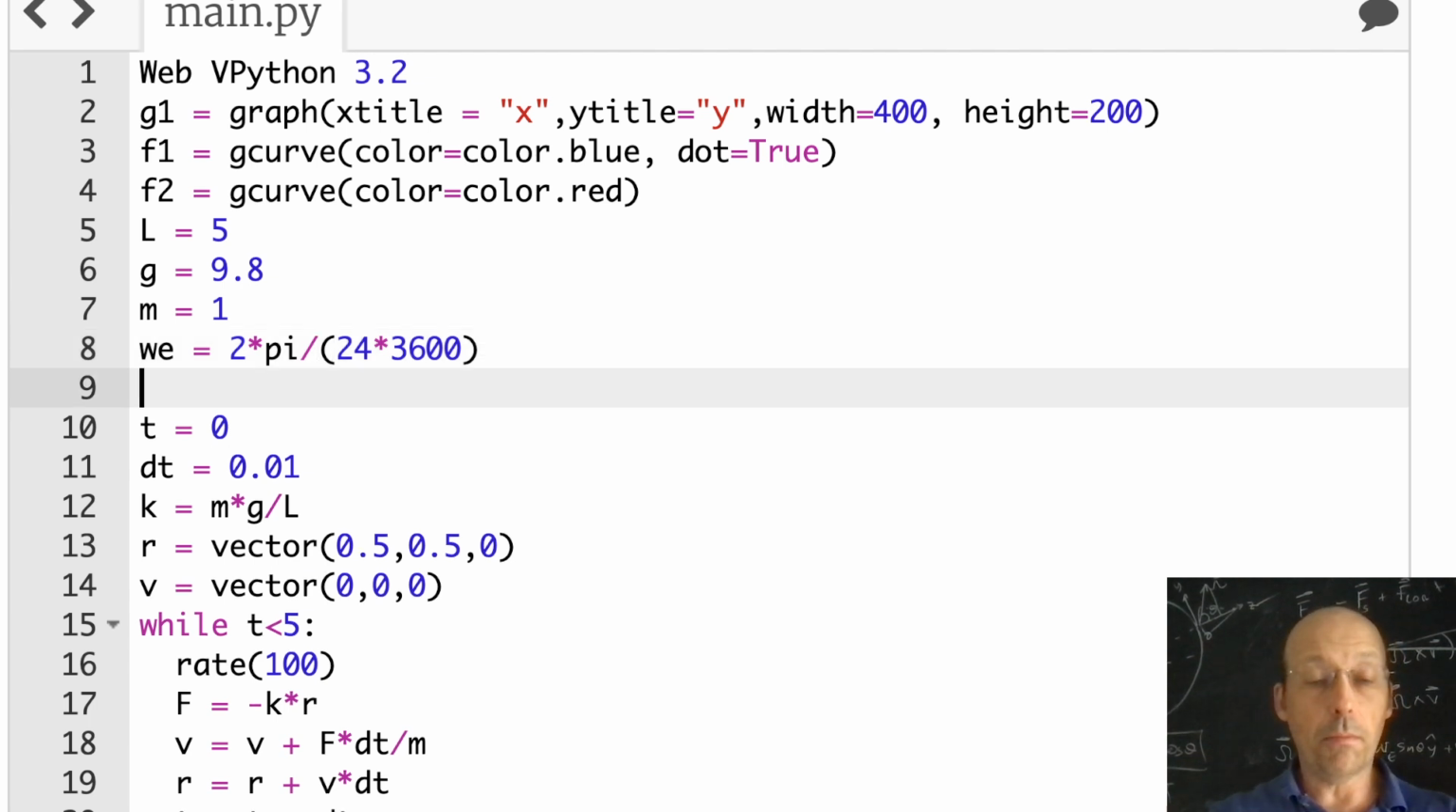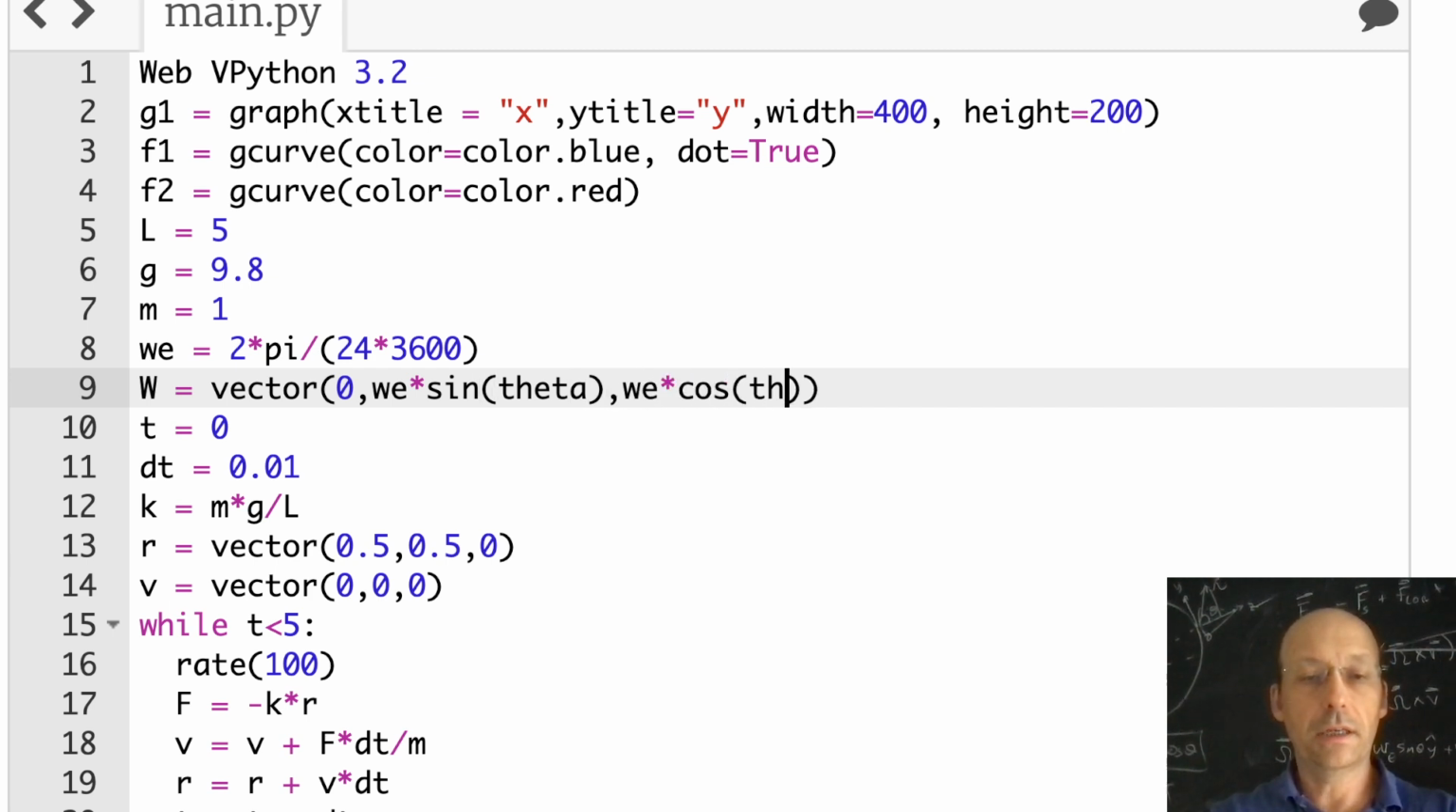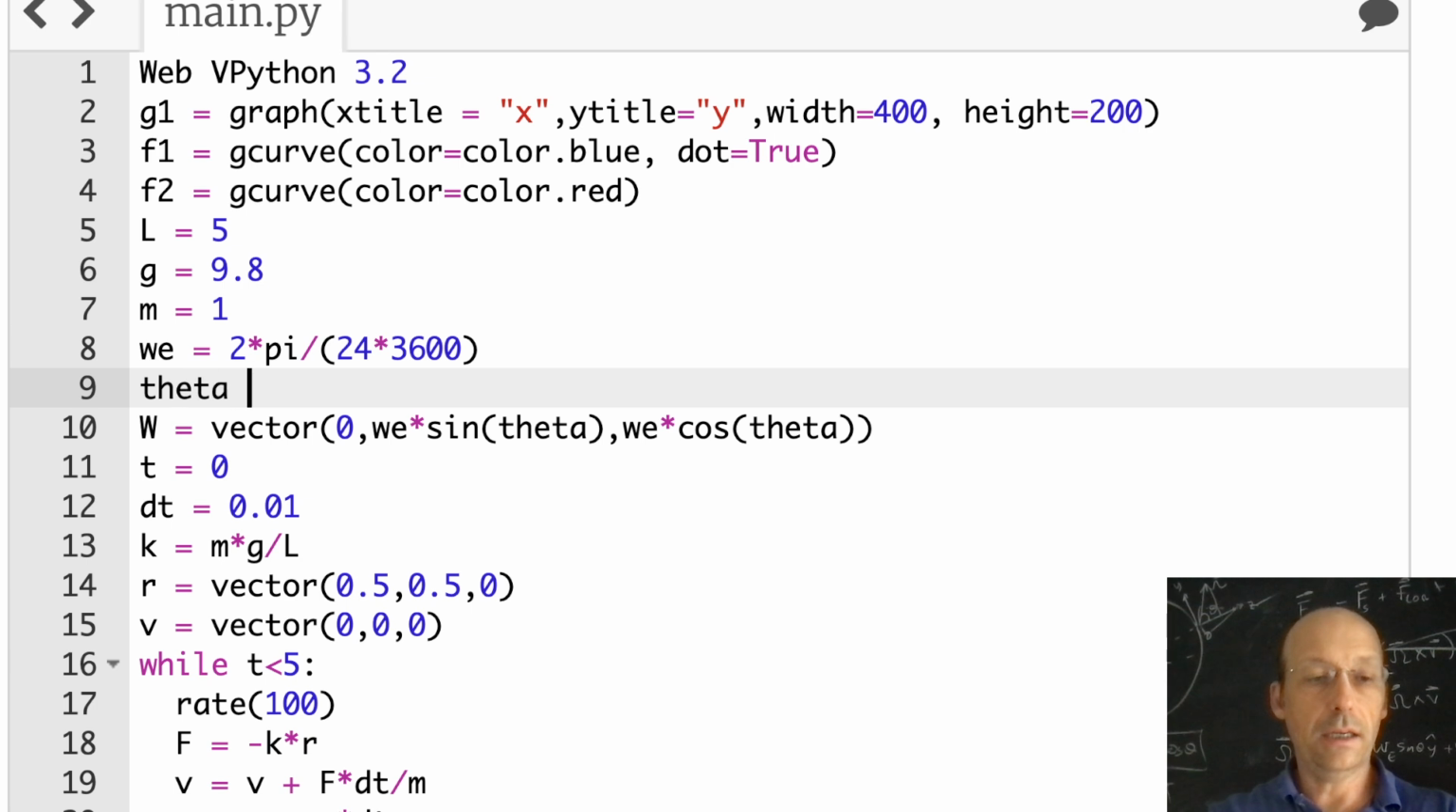Now I can calculate the omega vector. I'm going to call it just capital omega. It's the vector 0, we times sine of theta, which I didn't put, we times cosine theta. So theta is 60 times pi divided by 180. And that's for my location. You can change that.